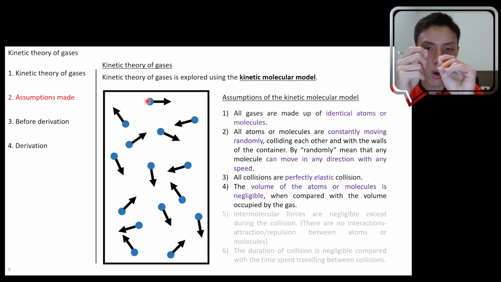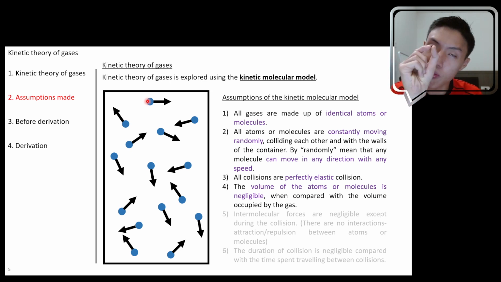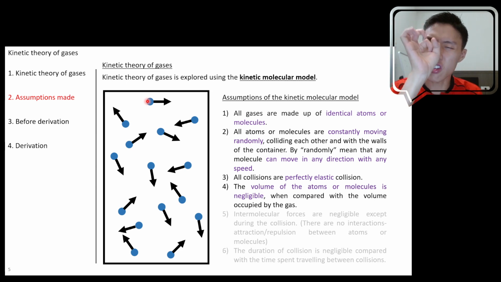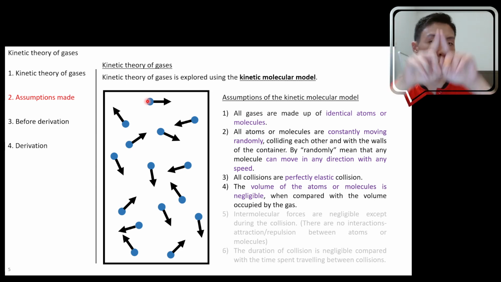I mean, the space occupied by one single gas molecule is very small compared to the whole gas system in which the molecule is situated. So we can assume all the gas molecules here to be extremely small in size when compared to the size of the gas container.